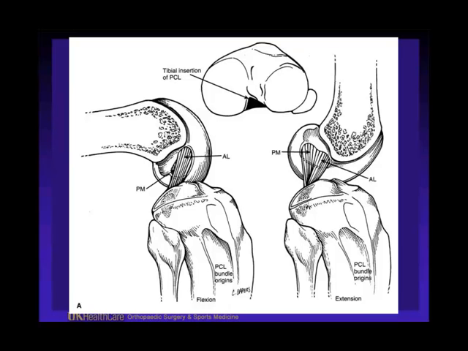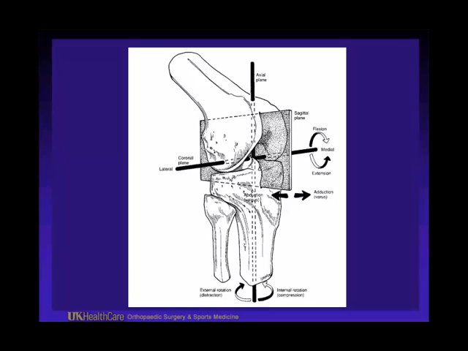Thinking about the PCL attachment, there are two bundles of the PCL, the anterolateral bundle and the posterior medial bundle, again named for the attachments on the tibia. The concept of degrees of freedom and rotation about the knee are very critical. It's the rotatory instability that causes problems from anterior cruciate ligament tears and from other combined ligamentous injuries of the knee.